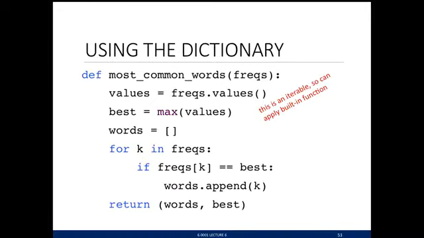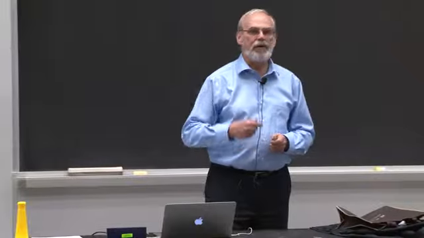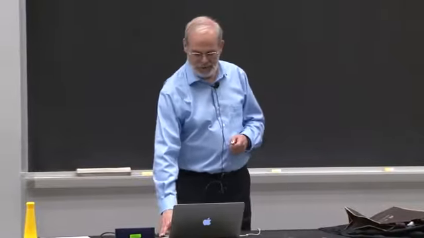I'm going to set up words to be an empty list, and then I'm just going to walk through all of the entries in the dictionary, saying if the value at that entry is equal to best, add that entry into words. Just append it onto the end of the list. And when I'm done with that loop, I'm just going to return a tuple of both the collection of words that appeared that many times and how often they appeared. I'm going to show you an example in a second, but notice I'm simply using the properties of the dictionary.